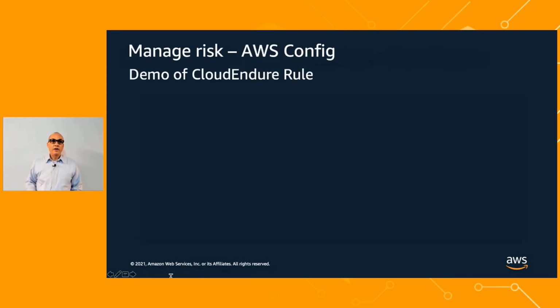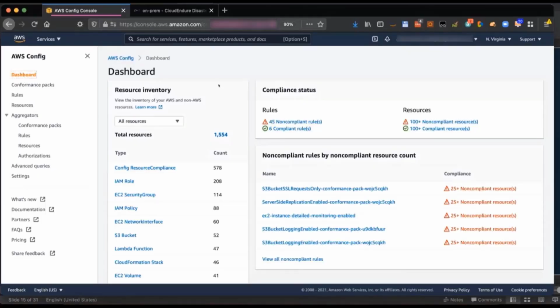Okay, let's do a demo of how this example that I just showed you of CloudEndure works. Now in this demo, I'm going to show you how the CloudEndure custom rule can work to help you detect resources that maybe are not behaving the way expected and replicating its data using CloudEndure. This is a very powerful feature that can help you detect non-compliance resources for disaster recovery purposes.